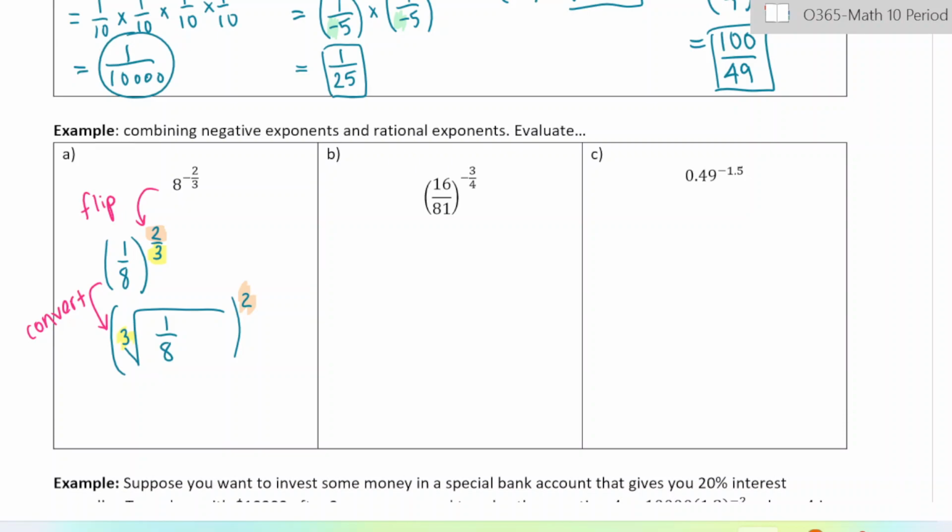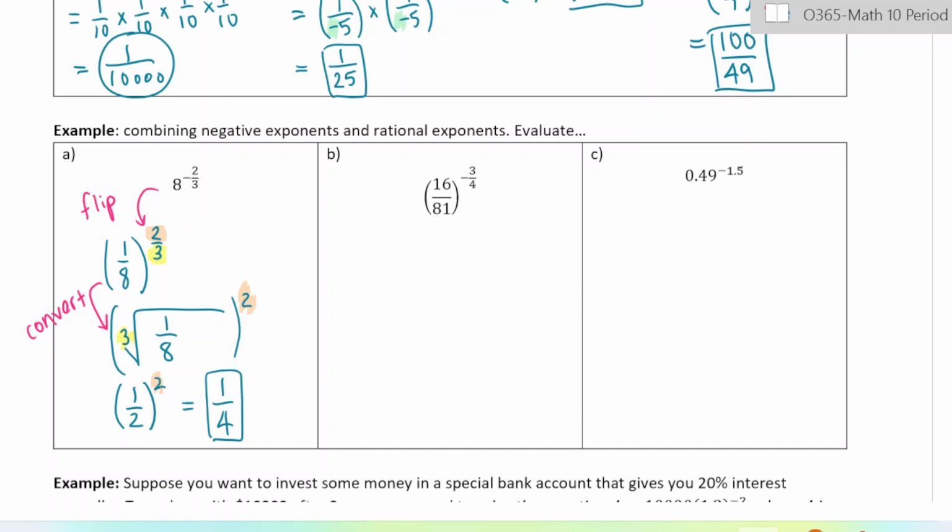Okay, the cube root of 1/8 is 1/2, because 1 times 1 times 1 is 1, and 2 times 2 times 2 is 8. And then we still have to square that with that power of 2, and that is 1/4. There's our final answer. Okay, let's try one more time.